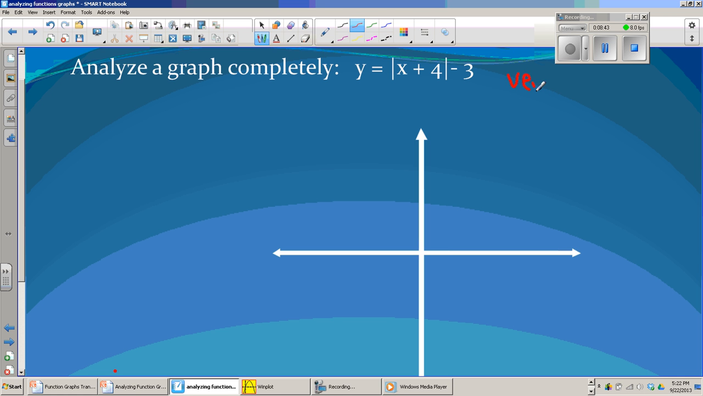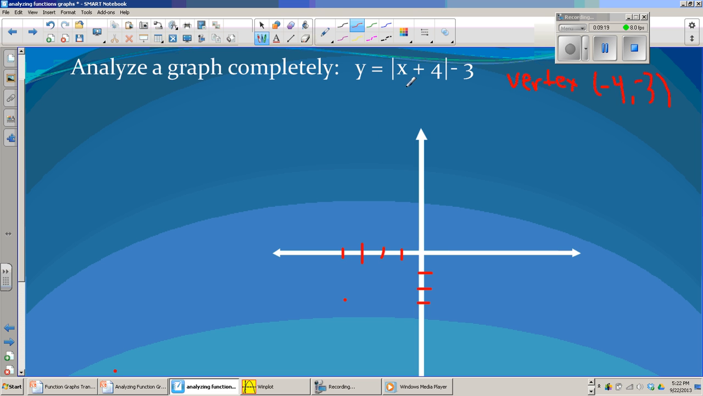The vertex for this particular graph is the opposite of the C, or the H value, whichever you want to call that. So that makes it -4, and the y value is -3. So we can use that particular point as a value to start our graph with. So let's mark those units off. And I know the location of the vertex.